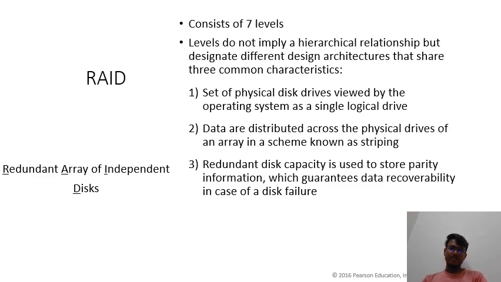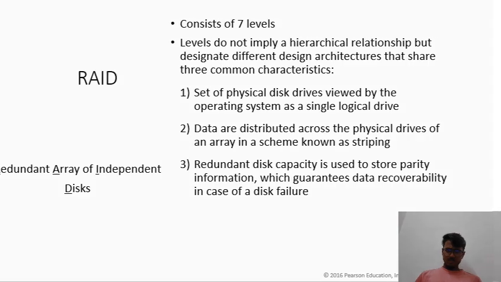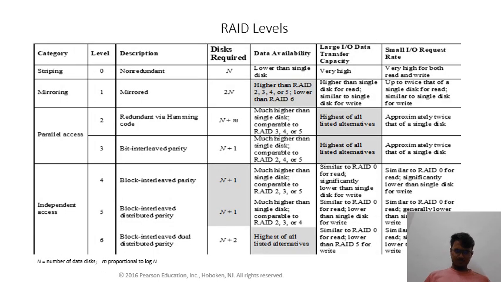Levels do not imply a hierarchical relation but designate different design architectures that share three common characteristics: a set of physical disk drives viewed by the operating system as a single logical drive; data distributed across the physical drives of an array in a scheme known as striping; and redundant disk capacity used to store parity information, which guarantees data recovery in case of disk failure. RAID levels: striping, mirroring, parallel access, independent access.